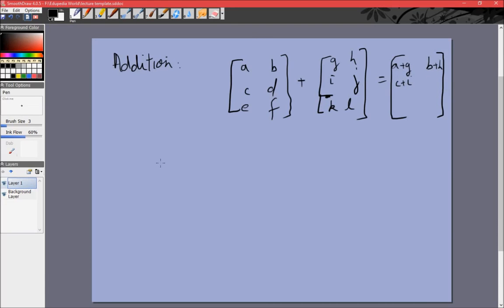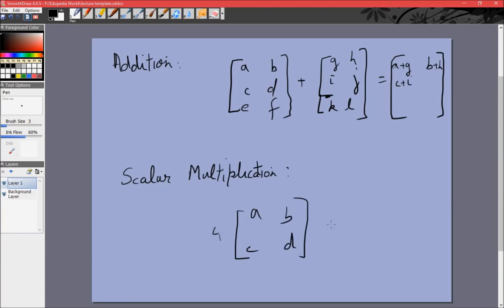Then we saw how to multiply a matrix by a scalar. And that was quite intuitive too. If you have a scalar which is a number, let's say 4, and you multiply it by a matrix A, B, C, D, all that needs to happen is you need to multiply this scalar to each individual entry. So this matrix would be 4A, 4B, 4C, 4D. Right. So this is how we multiply a scalar.